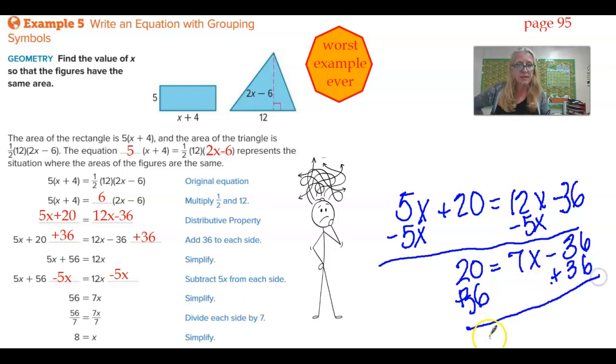Sorry for the messiness. Now I have 56 equals 7x. And with the very little space we have left, we divide both sides by 7, and we get x equals 8. Okay? So if x is 8, the rectangle and the triangle will have the same area. Oh, just put a Post-it note over this example. Just forget it ever happened. Worst example ever.